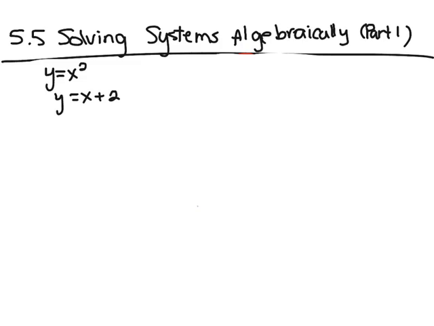For this system, we have a quadratic and a line. And we know we have a quadratic because there is an x squared term. So we're going to substitute x squared in for y. So x squared is equal to x plus 2. And now we're going to put it into general form and factor to solve for x. So we need to move these to the other side. Oops, that should be a minus.